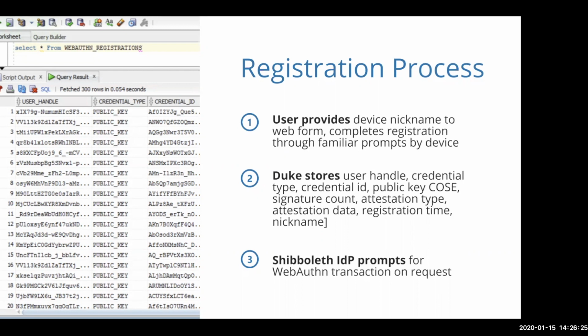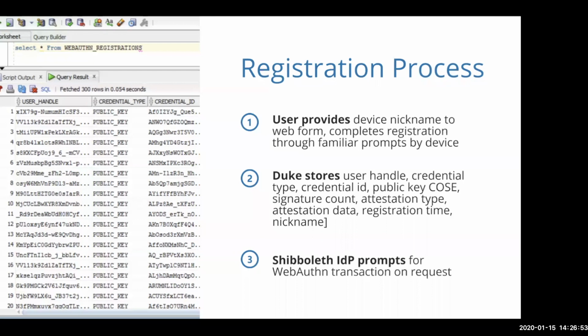There's the signature count, which increments each time that authenticator is used. And that's used to determine if there's a potential cloned authenticator out there. So for example, if I'm using my authenticator every day and somehow somebody has cloned my authenticator and they've used it, then the signature count in the database would increment, but my signature count would be what it was before.